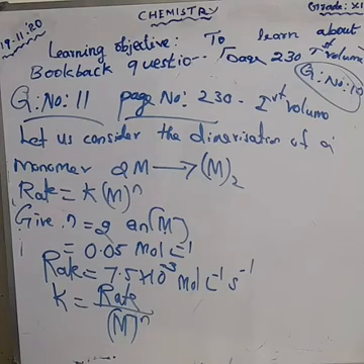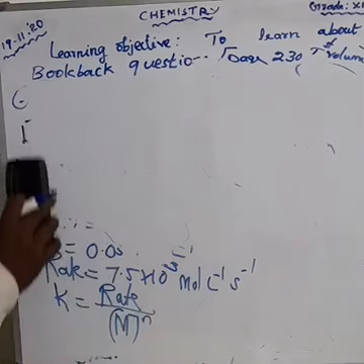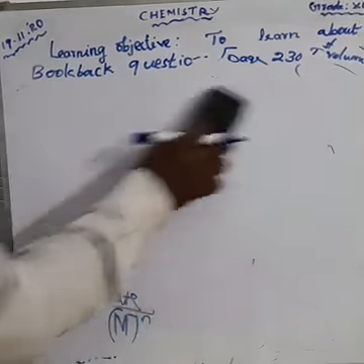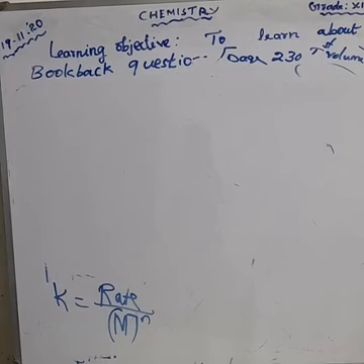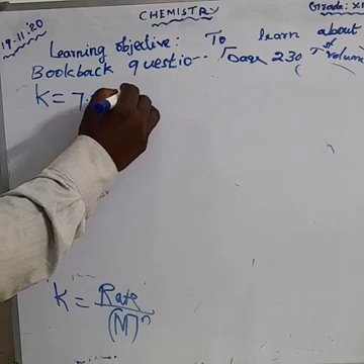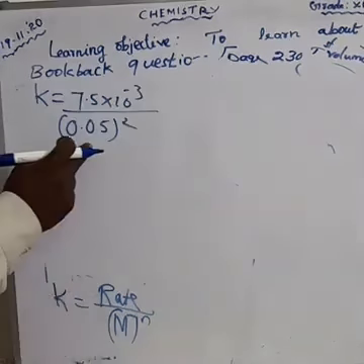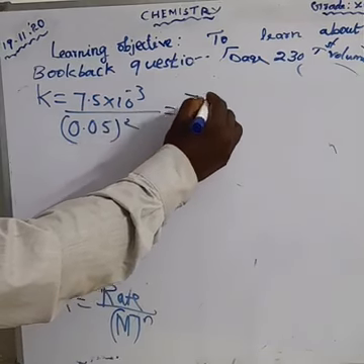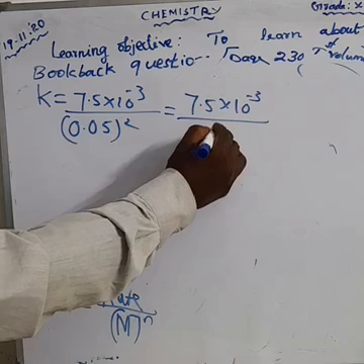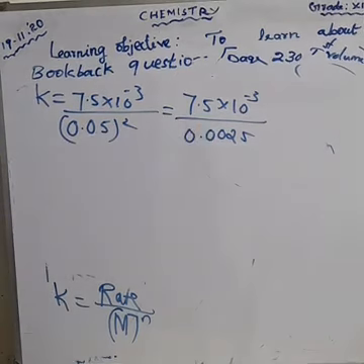So we shall substitute this. We should find out the k. So k is equal to 7.5 into 10 raised to minus 3 divided by 0.05 squared. The M value is 0.05, power 2. Squaring 0.05, we get 0.0025.